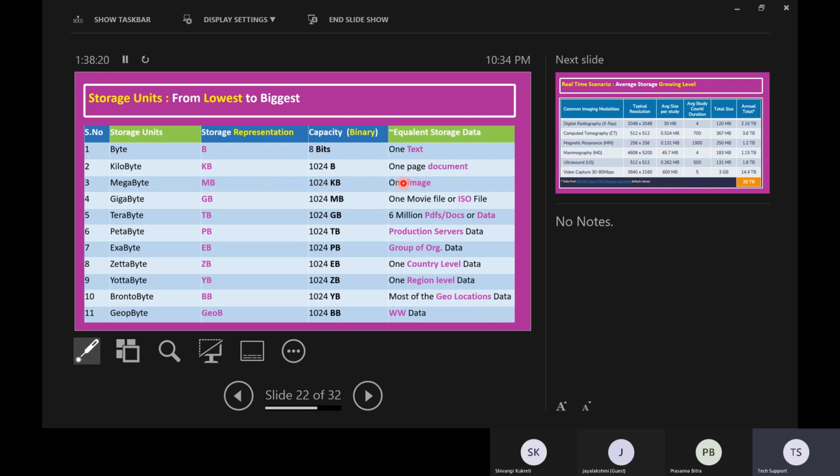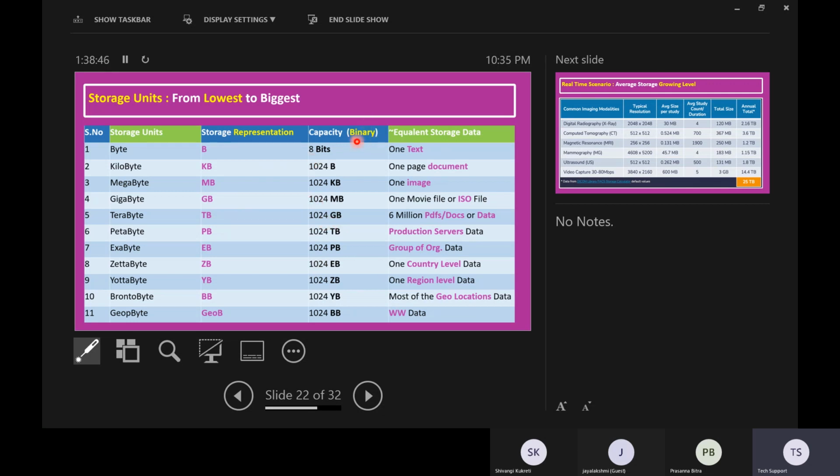It's like any normal image file. One image file on average is equivalent to 1 MB. And GB means normally one movie file or any ISO file, like our Windows operating system ISO file. On average, it's 1 GB or more than 1 GB. And greater than GB is the terabyte. Terabyte, short form TB, is equivalent to 1024 GB.